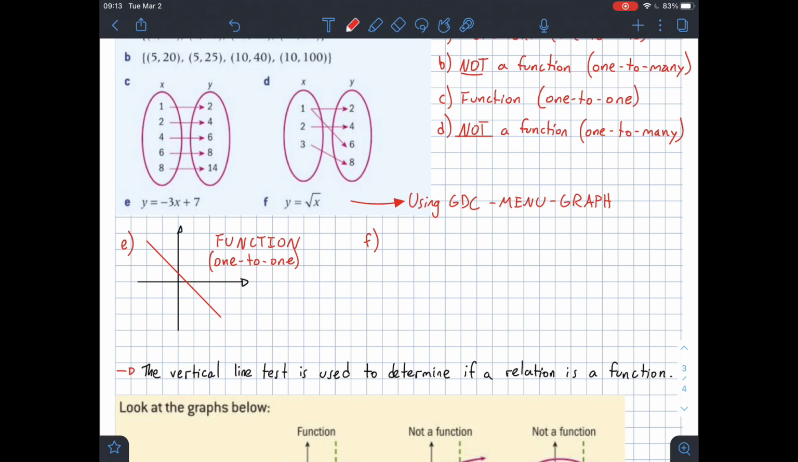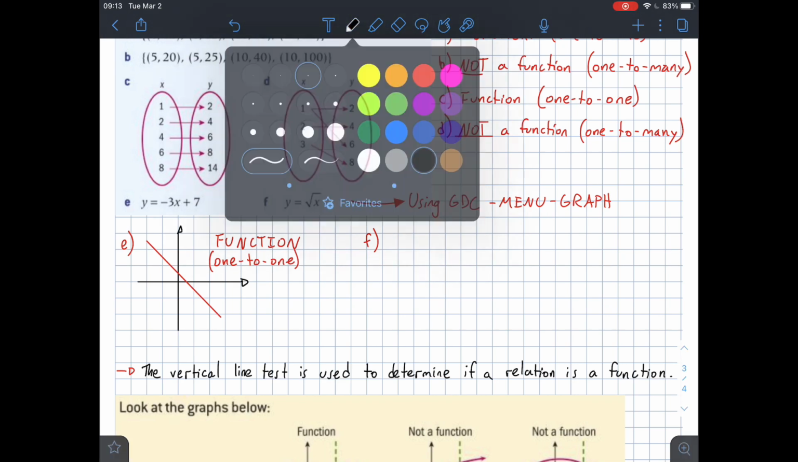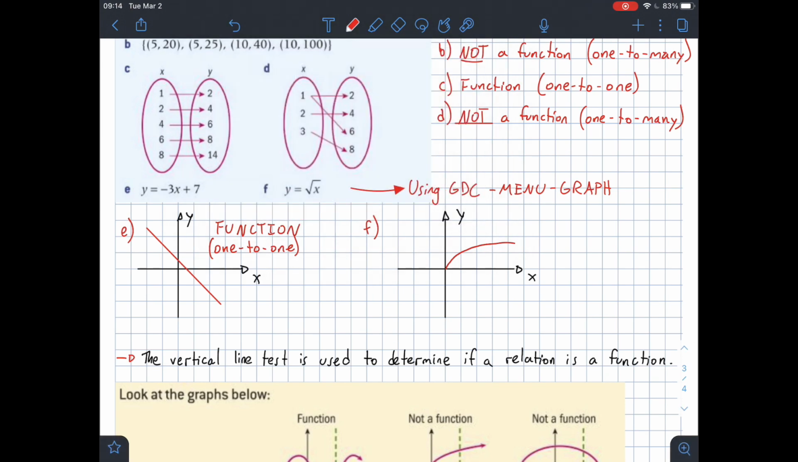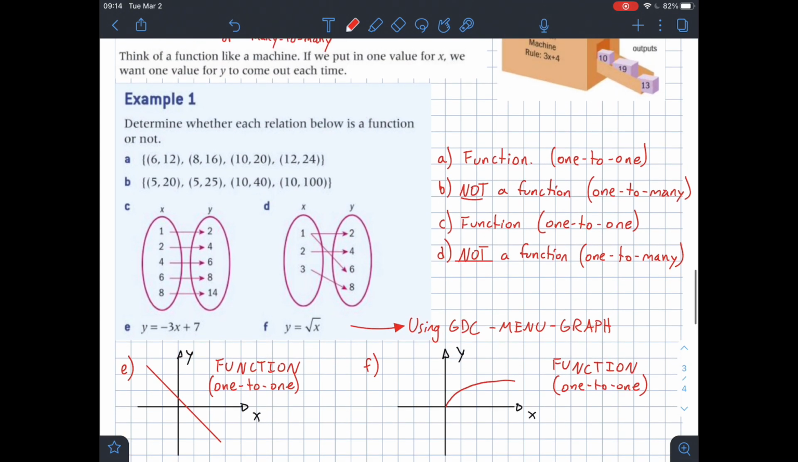So let's do a quick sketch of that function here. And this is x and y. So the graph looked something like this, right? So this is a function because it's a 1-to-1 relation. Function. 1-to-1. Okay, so that's it for this example.